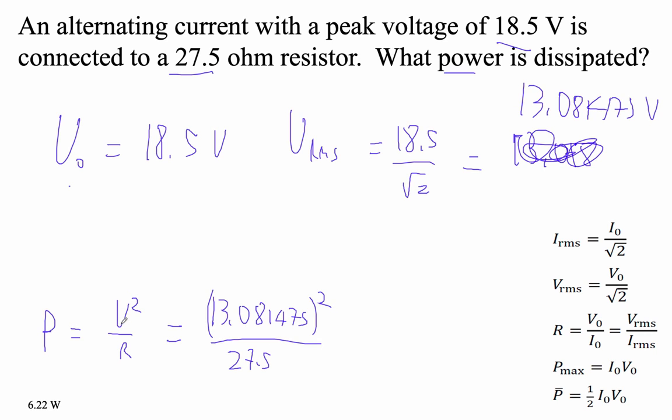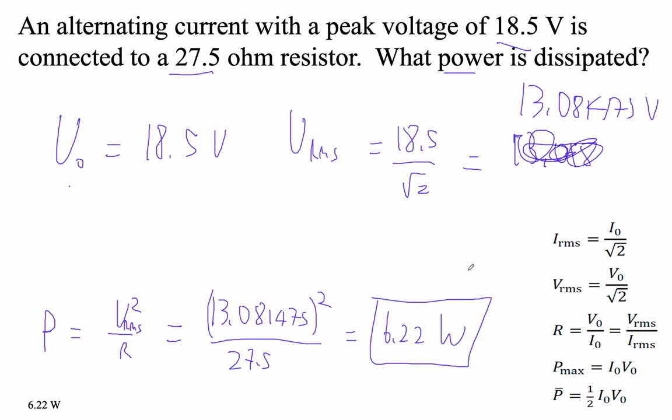So this formula works only if this is RMS, if you want to get the average power, right? So that thing's squared divided by 27.5. Now I get that is equal to 6.22 watts.